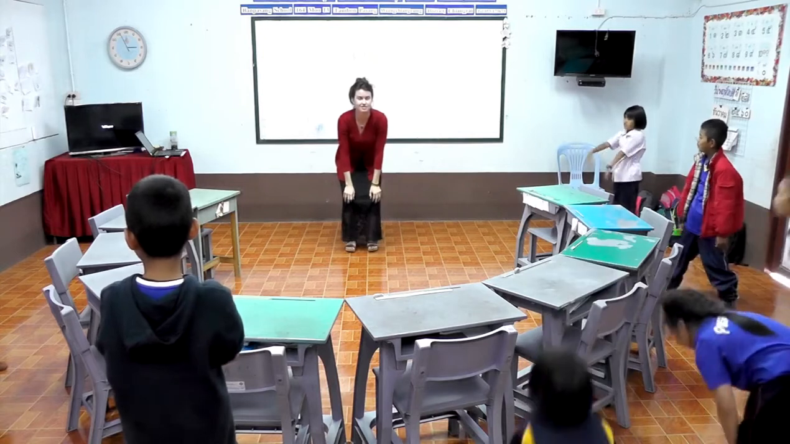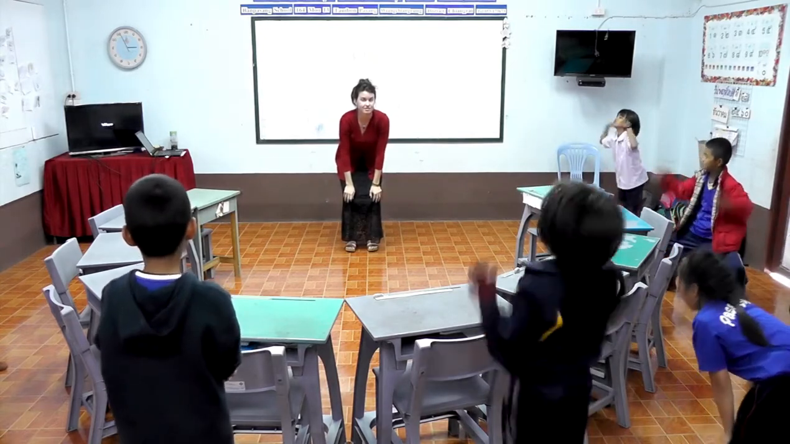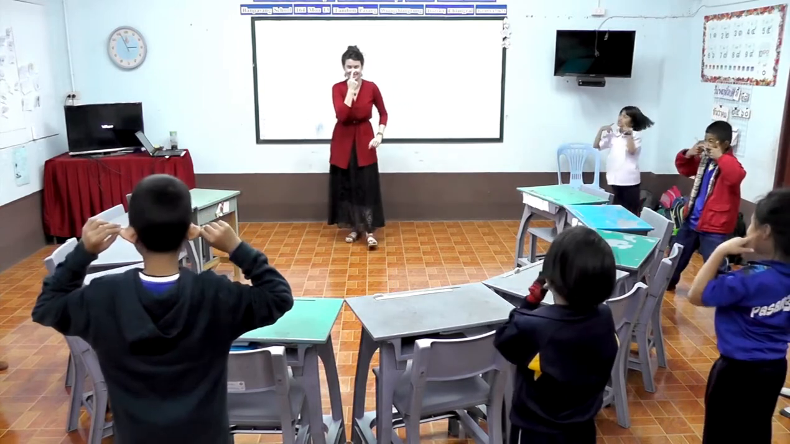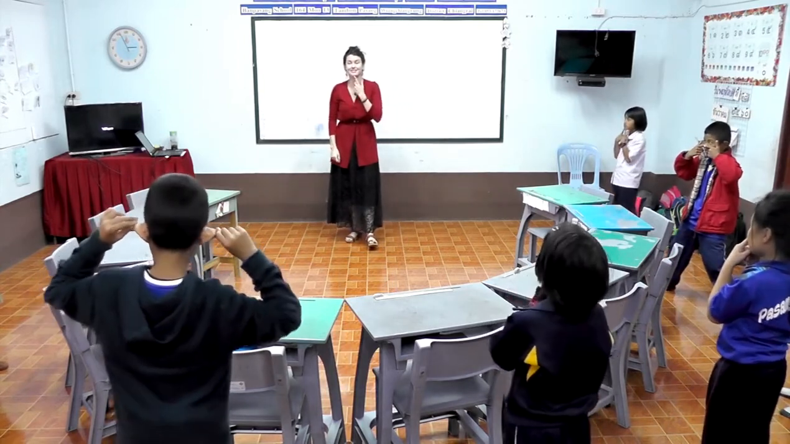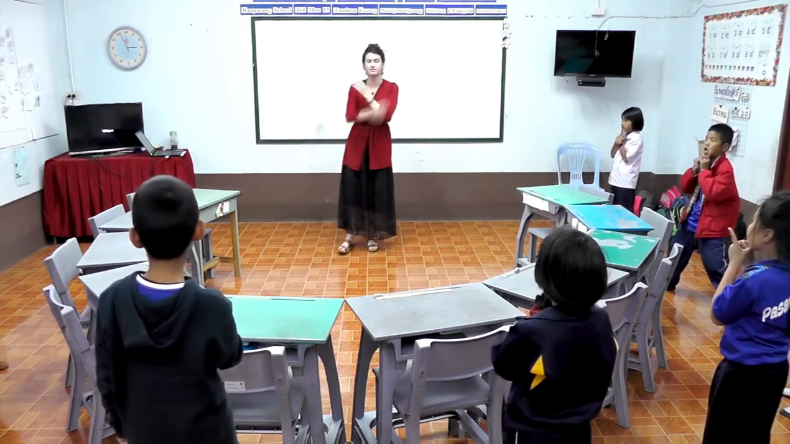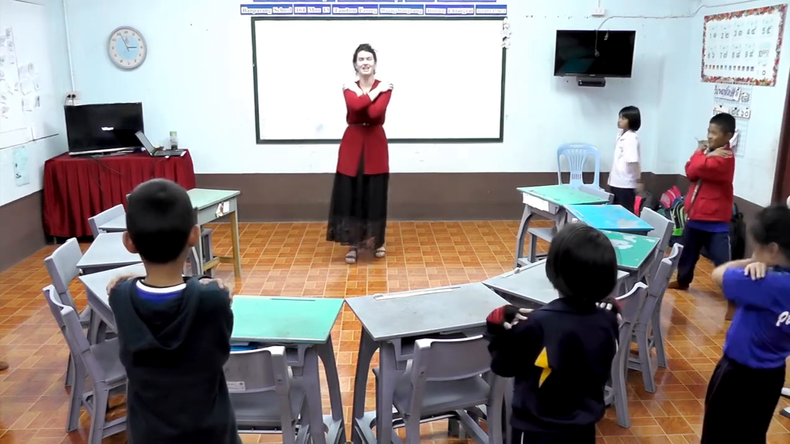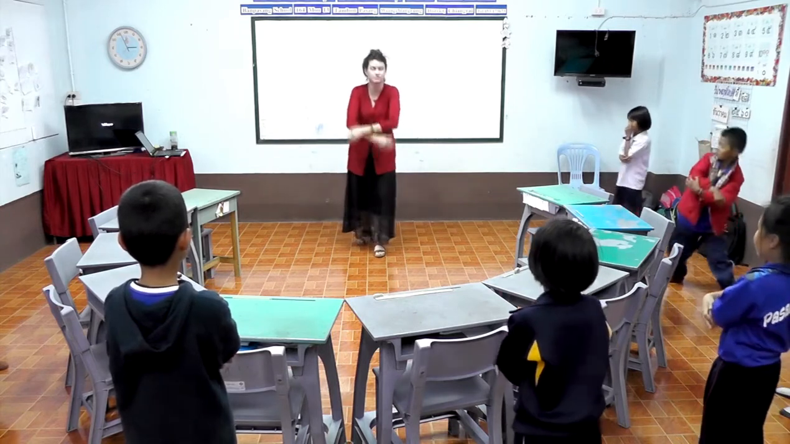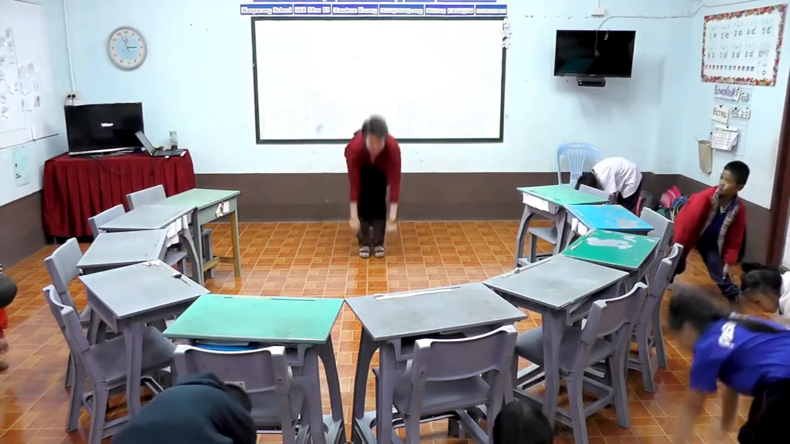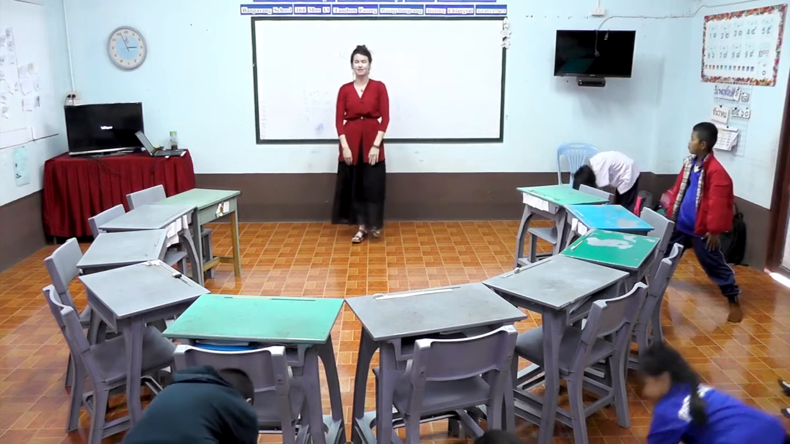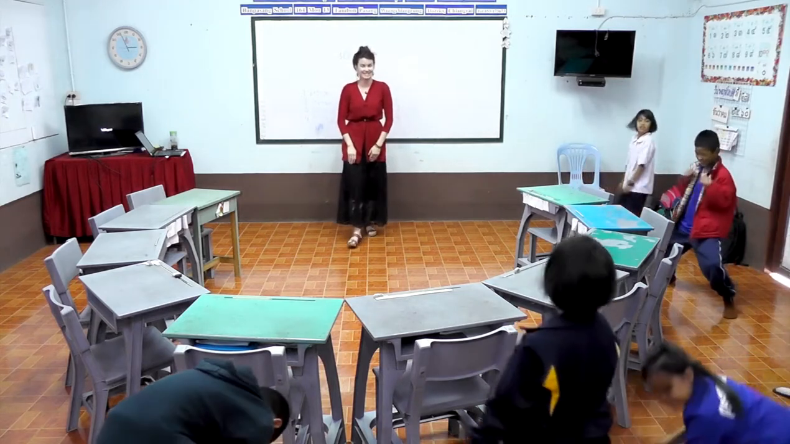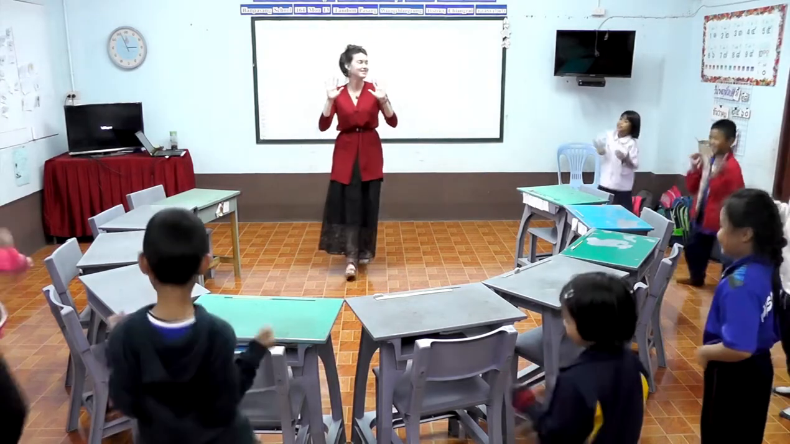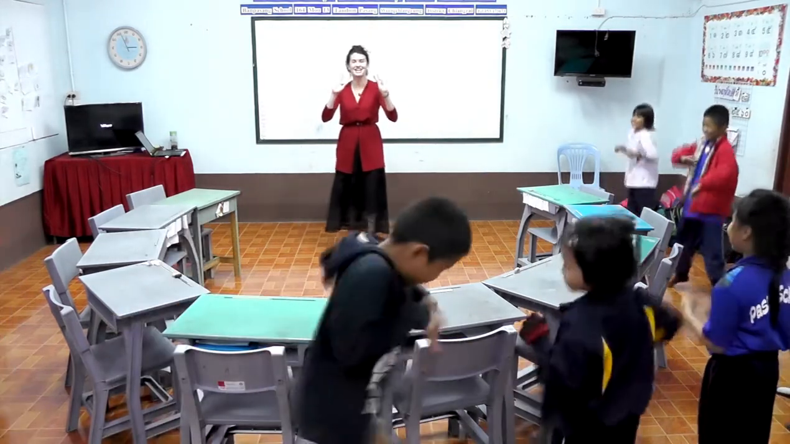Touch your knees. Touch your ears. Good job. Touch your nose. Good. Touch your chin. Touch your shoulders. Touch your elbows. Touch your toes. Good job, friends. Stand up nice and tall. Okay, you have 10 seconds to be a chicken. 9.